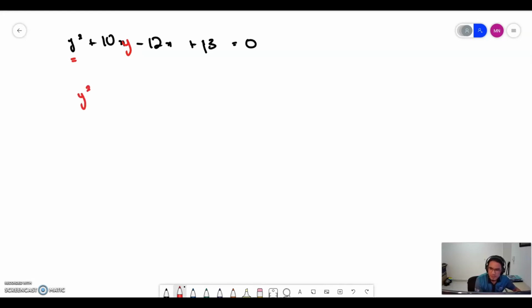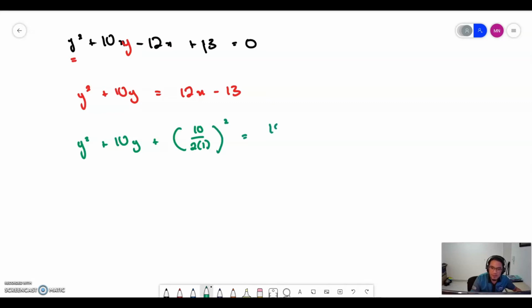Now we separate the terms of y and put them on the left side, while the others we put on the right side. From here, we start our process of completing the square. We have y squared plus 10y plus (b over 2a), which is 10 over 2, that is 5, to the power of 2, and we also put it on the right side of the equation.